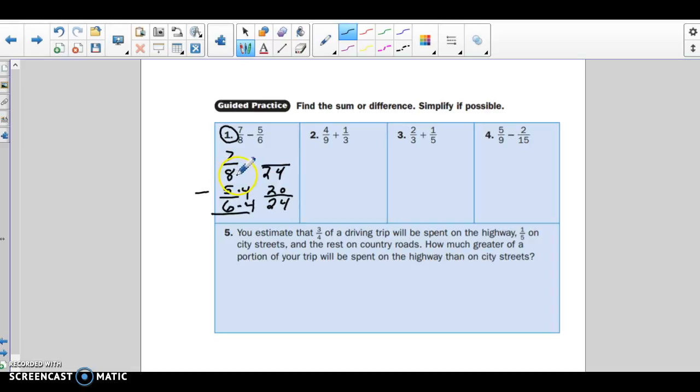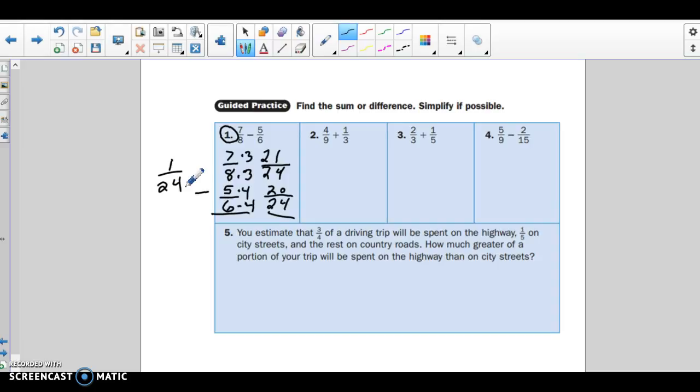Okay, what do we do to 8 to make it 24? Abigail, who can help me out? So 8 times 3. Good. What you do to the bottom, you have to do to the top. Very good. 7 times 3 is 21. All right, now if we subtract these, what is 21 take away 20? 1. So your answer is 1/24.